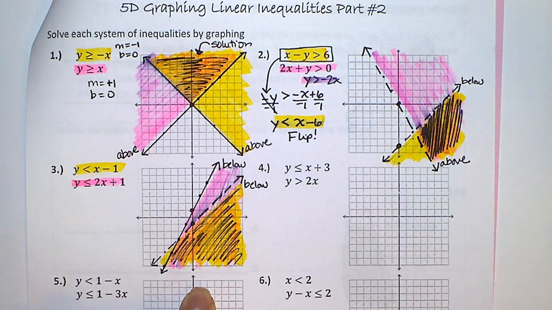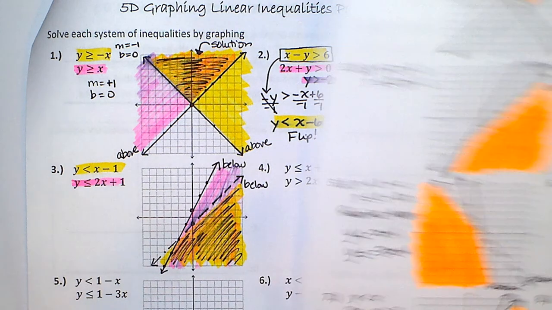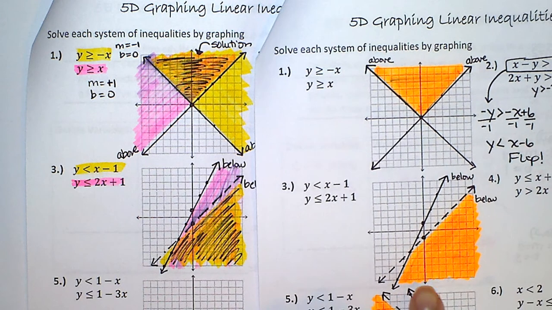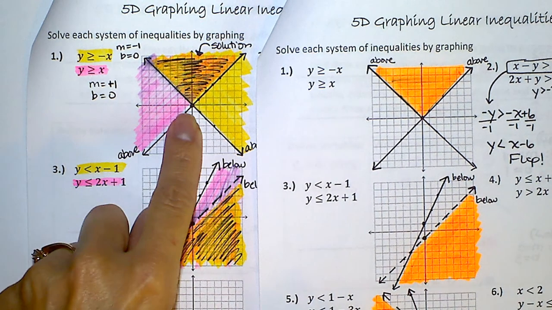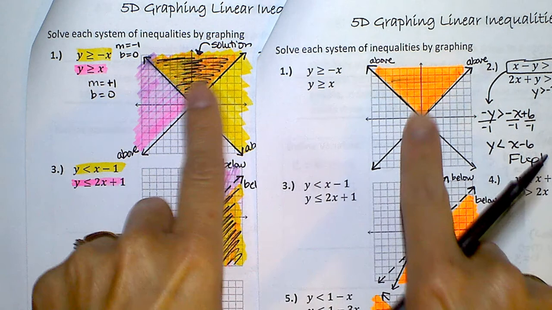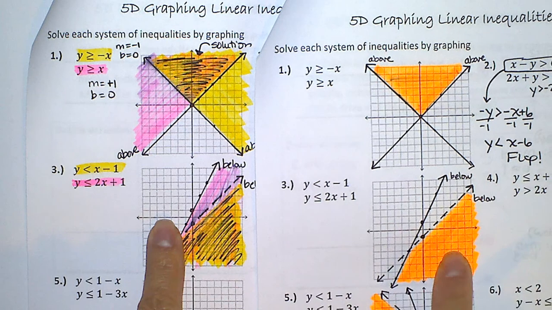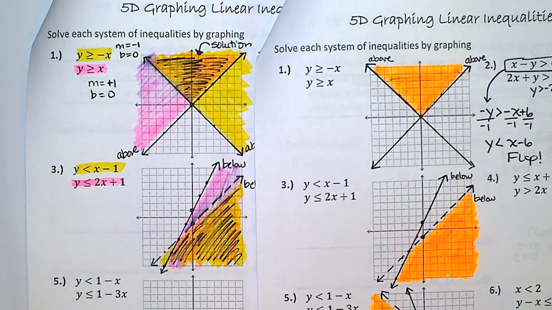Now, if you were just using one color, your answer would look like this. Okay, so here you can see if you use 2 colors or 1, your final solution is where they overlap.